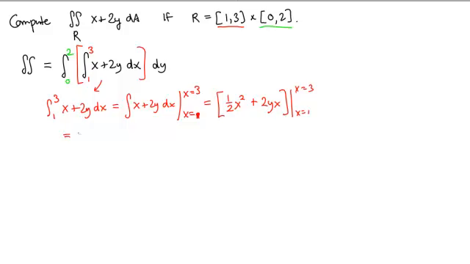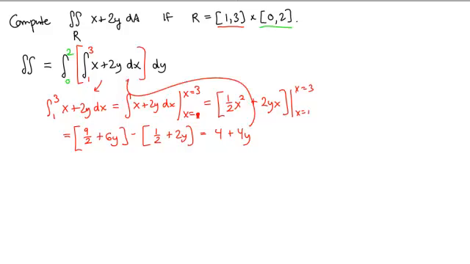So if we do that, when we plug in x equals 3, we're going to get 1/2 times 9, or 9/2, plus 2 times y times 3, or 6y. When we plug in 1, we're going to get 1/2 plus 2 times y times 1. So when we do that, we're going to get 9/2 minus 1/2, that's 8/2 or 4, and then 6y minus 2y, which is 4y. So we've now worked out the expression on the inside of the integral.